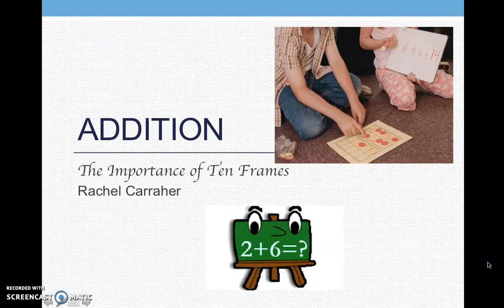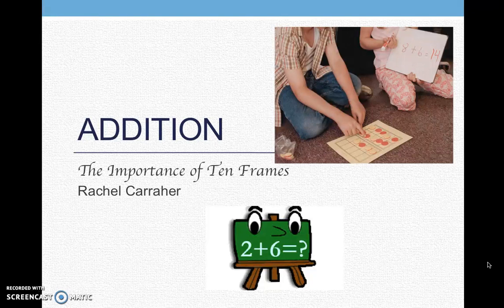This is Rachel Caraher. For my presentation, I chose addition because it is very important in the second grade. Second grade focuses on addition, subtraction, and other mathematical facts besides multiplication and division. So we're in the stepping stones of building off of first grade.